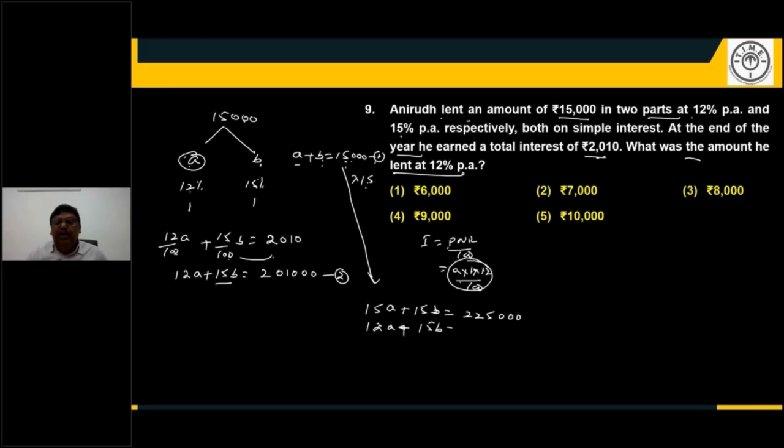But students, 12A plus 15B, I'll tell you a shortcut also, but first let me explain you this. 12A plus 15B, if you take, will be 2,01,000.